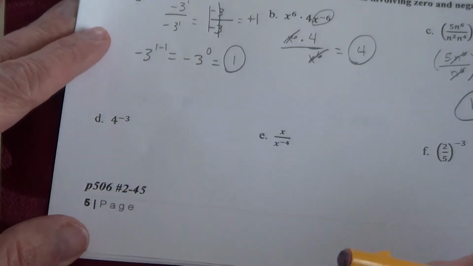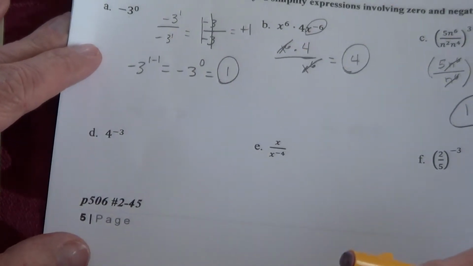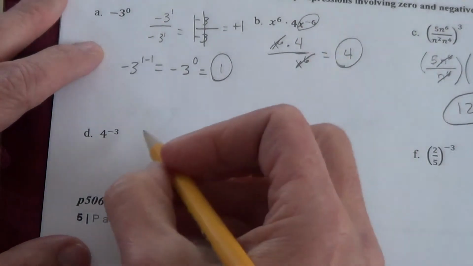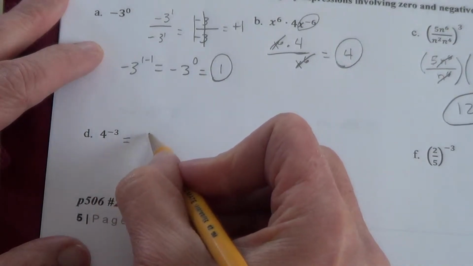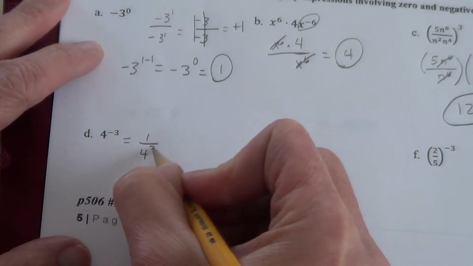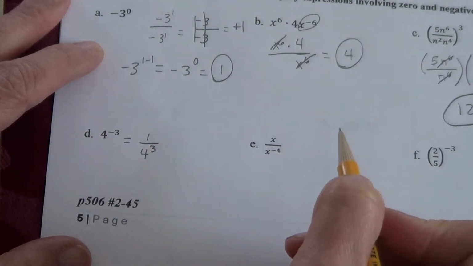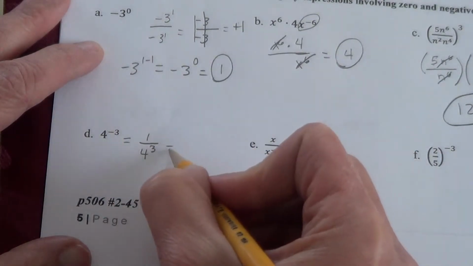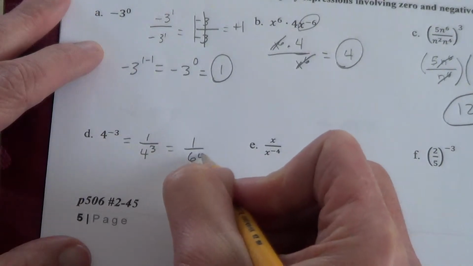4 to the negative 3rd. We need to make that into a positive exponent, so we would do that by flipping it to the other side of the fraction. That would equal 1 over 64.